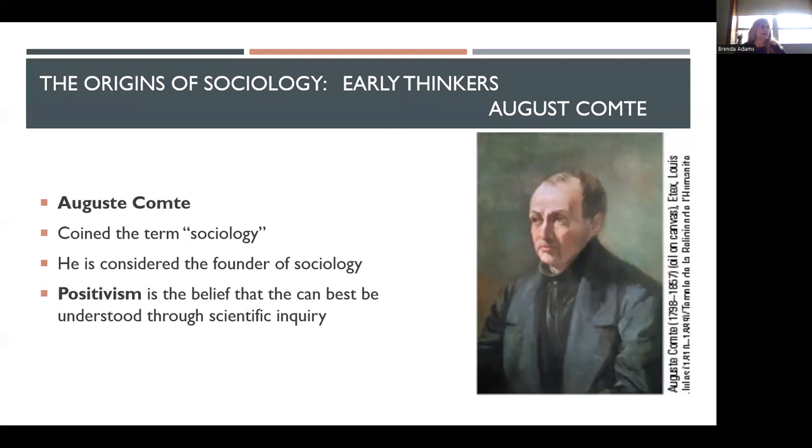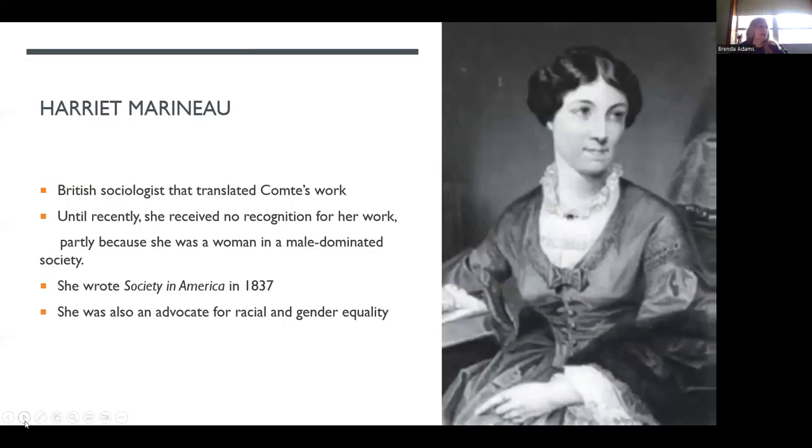He believed in positivism, the belief that society can best be understood through scientific inquiry. So the belief is that you can find out more through scientific discoveries. That's how he thought you could find out what you need to know. Harriet Martineau was a British sociologist who translated Comte's work.